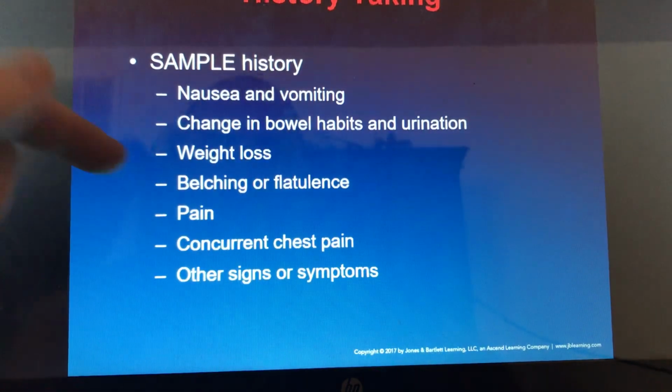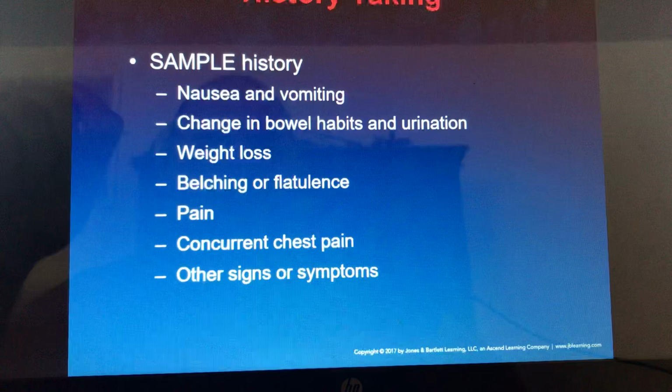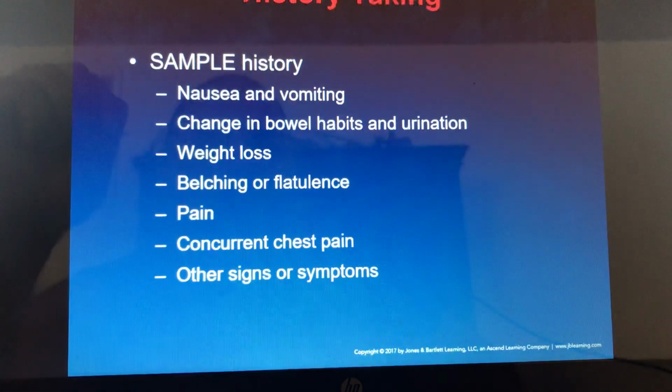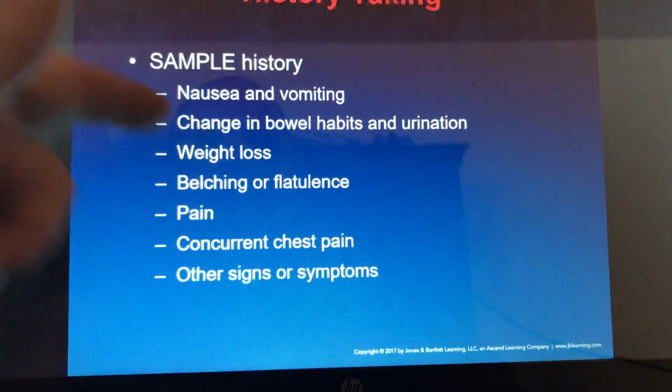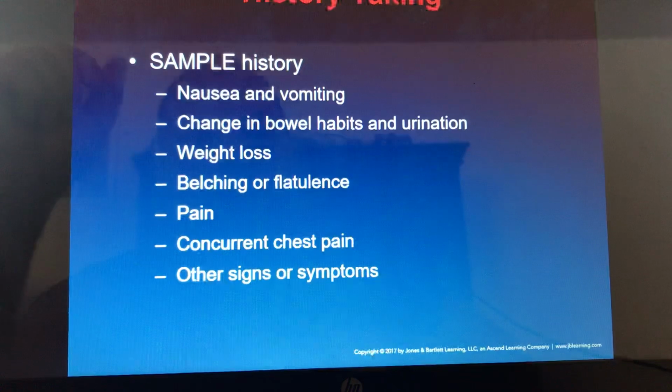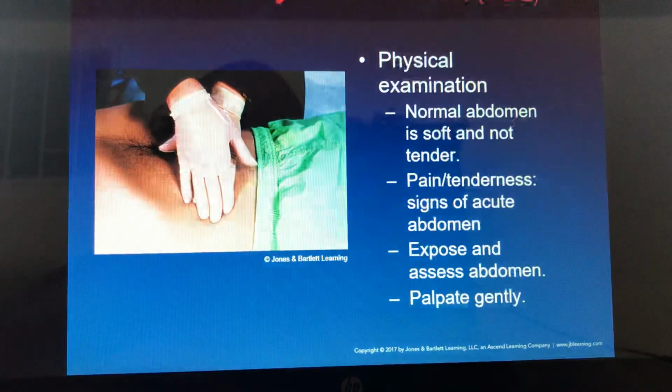So that being said, belching or flatulence might be an issue. Also nausea, vomiting, changes in bowel habits, if they start having more frequent diarrhea, or any chest pains with it, those kinds of things.